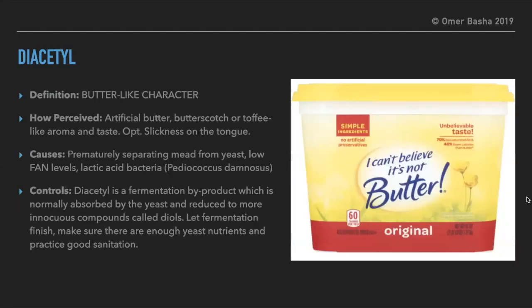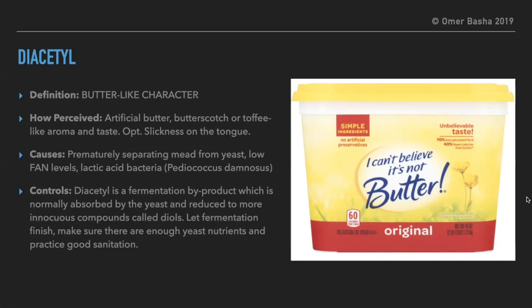And the next flavor we're going to talk about is diacetyl. So diacetyl is defined as a butter-like character. It's perceived as artificial butter, butterscotch or toffee-like aroma in the taste, and it can have an optional slickness on the tongue. The causes are separating the mead prematurely from the yeast, low free amino nitrogen levels, which are yeast nutrients. Lactic acid bacteria can also cause it.